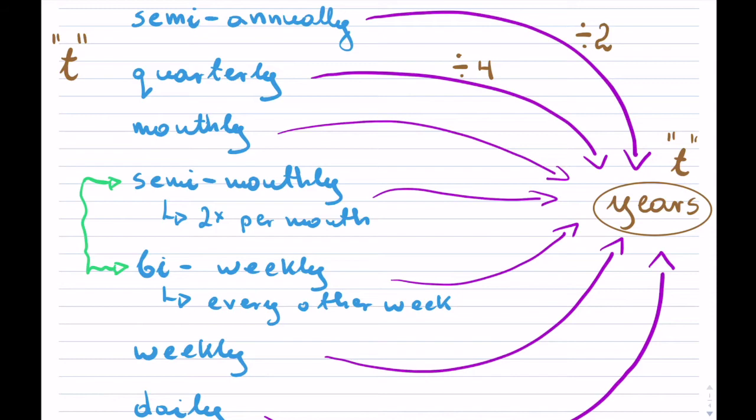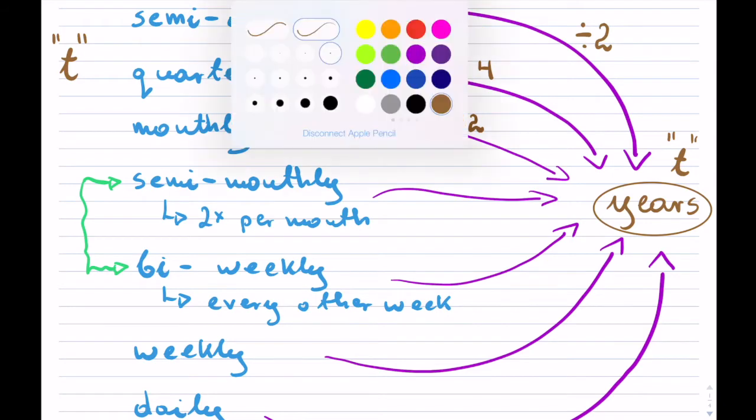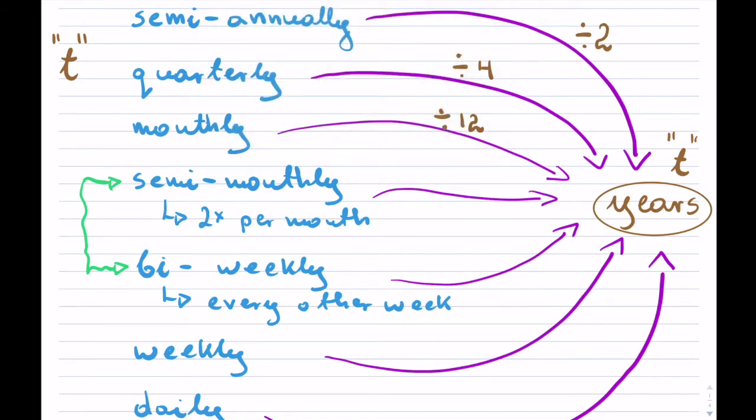Now, the number of months is a little bit easier because people will remember that we have 12 months in a year. So if you are given the number of months, you divide by 12 to get your t in years. And now here is the key distinction between semi-monthly and bi-weekly, which people confuse. Semi-monthly is twice per month, and we have 12 months, so to get the number of years, you divide by 24. But bi-weekly is every other week.